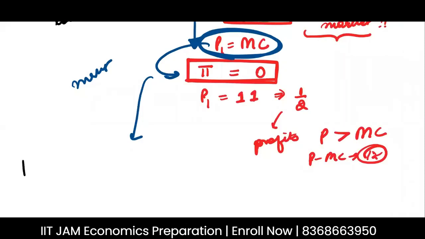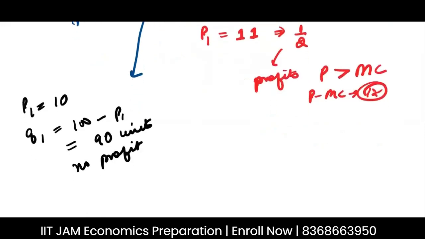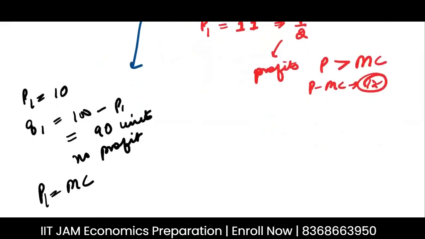So in this case, when price is 10, you get the entire market, 100 minus P1. So Q1 was 100 minus P1. So you will sell 90 units, but you will make no profit because P1 will be equal to MC.